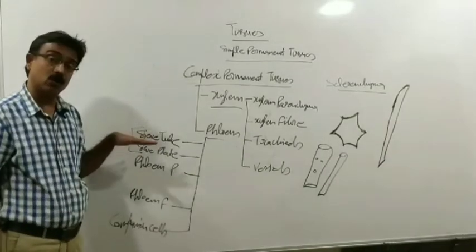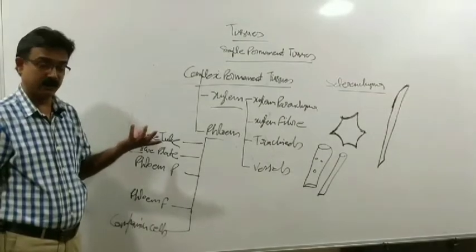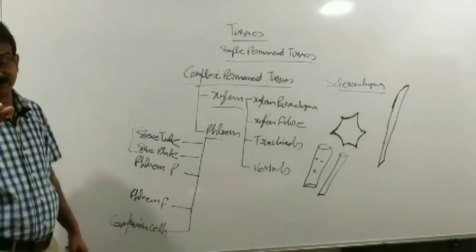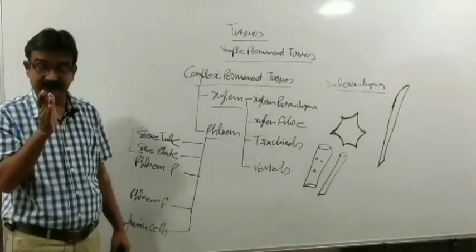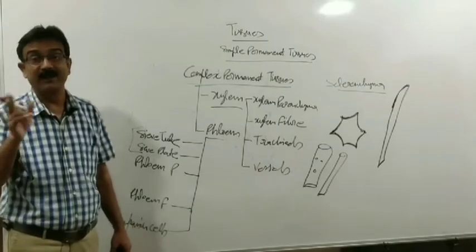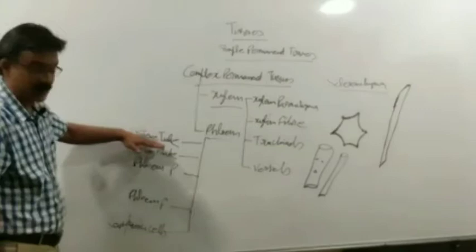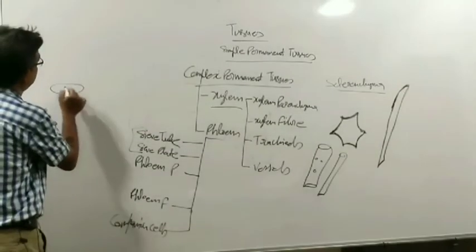Now what is the role of this phloem? You know very well, in your junior classes you have studied that phloem transfers the food material in the form of solution from the leaf to various parts of the plant where it is required. So what is the role of these sieve tubes in this food transportation? This is a sieve tube.